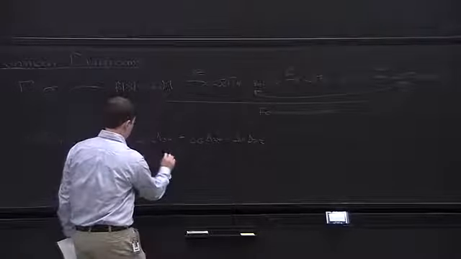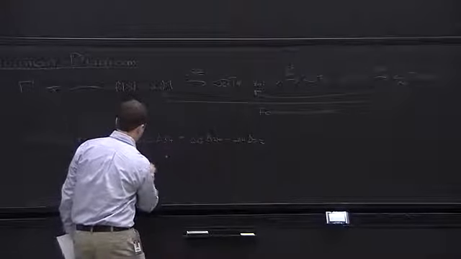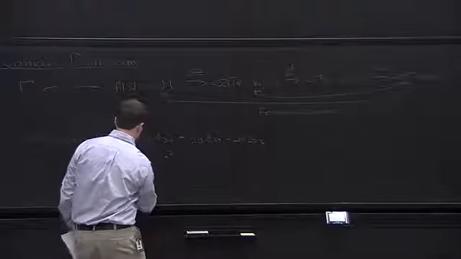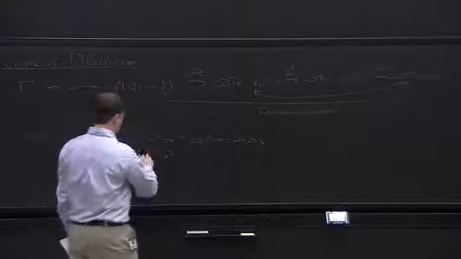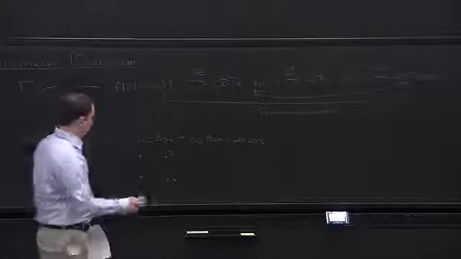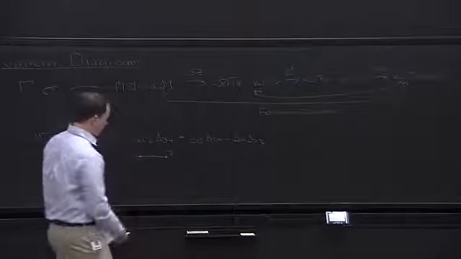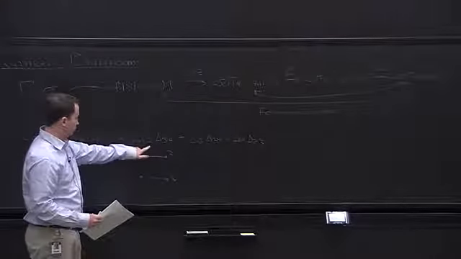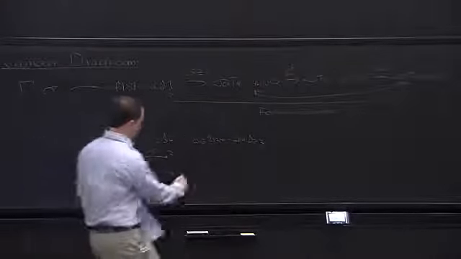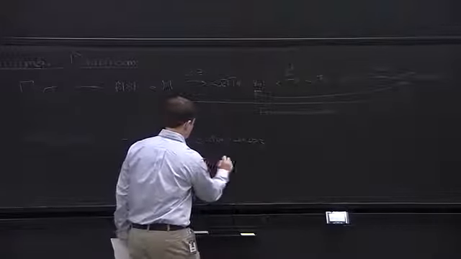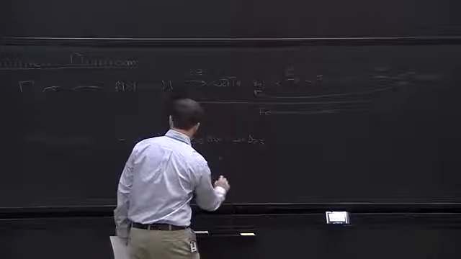So I can draw the 4 space-time points. I'll label them 1, 2, 3, 4. And in this first term, we have a propagator from 1 to 2 and a propagator from 3 to 4. So this will be the Feynman diagram I'll use to represent this term. And then we have 2 other terms.